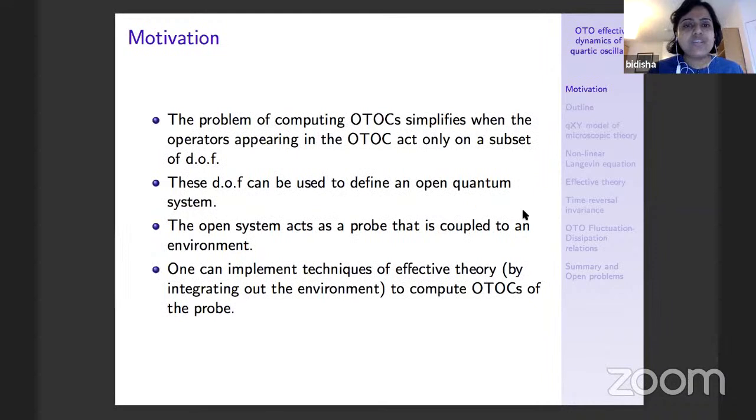Now, the problem of computing OTOCs simplifies when the operators appearing in the OTOC act only on a subset of degrees of freedom. And this subset of degrees of freedom will be used to define an open quantum system. And this open quantum system acts as a probe, which is coupled to an environment, which is much more complex with many degrees of freedom. However, one can implement effective theory techniques, either by integrating out the environment when it is actually possible, or just by making use of the symmetries available at hand, to compute out-of-time ordered correlators of the probe.